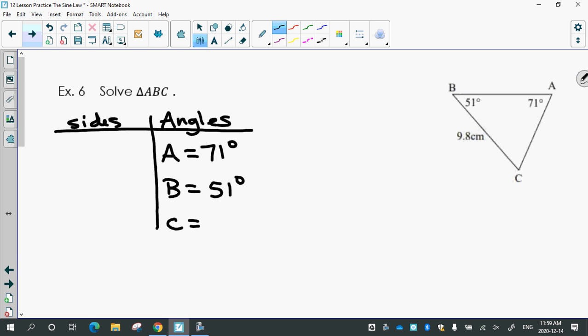So I'm just going to go 180 minus 71, minus 51. I don't even have to show it. And I can fill this one right in, and I can put it in my diagram as well. So I actually know all 3 angles if I know 2. Okay? Now, remember our naming system. Little a is the side opposite angle A, so it's 9.8 centimeters. Little b and little c we don't know.